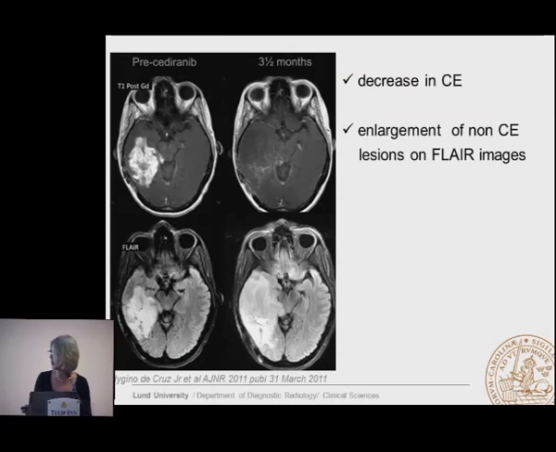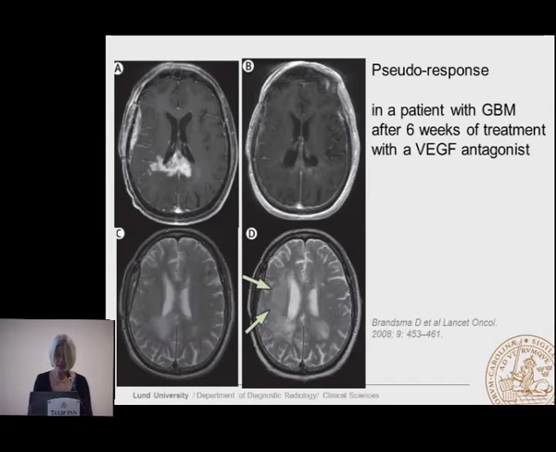So here we have one example. You can see the decrease in the contrast enhancement. It was pre-treatment, and just 3 months after treatment, you can see there's a significant decrease in the contrast enhancement, but if you look at the FLAIR signal abnormality, you could see that this has significantly increased over time, indicating that this tumor is not responding. It's actually a progressive tumor. It's a tumor that is still there and has not disappeared, even if it looks so on the post-contrast enhanced images.